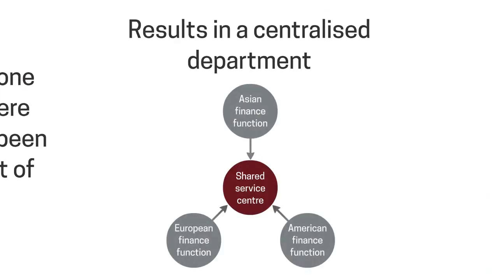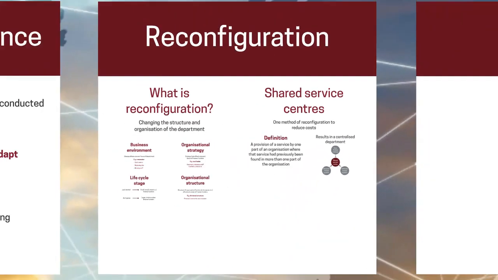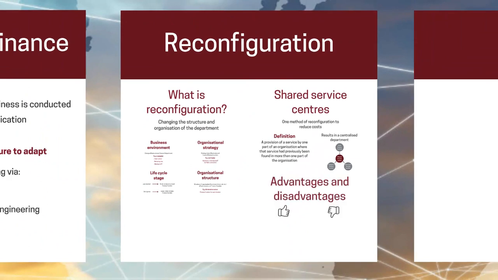Okay, so we've got our different finance functions in different areas of the world. We've got our Asian finance function at the top, our European finance function, and American finance functions at the bottom. Now, with a shared service center, we're bringing our finance teams out of those different geographical areas and bring them together in one shared service center, a centralized department. Now, let's have a look at the advantages and disadvantages for doing that.